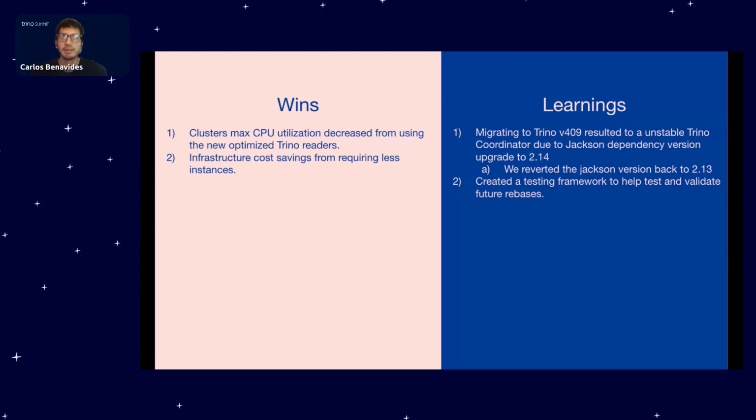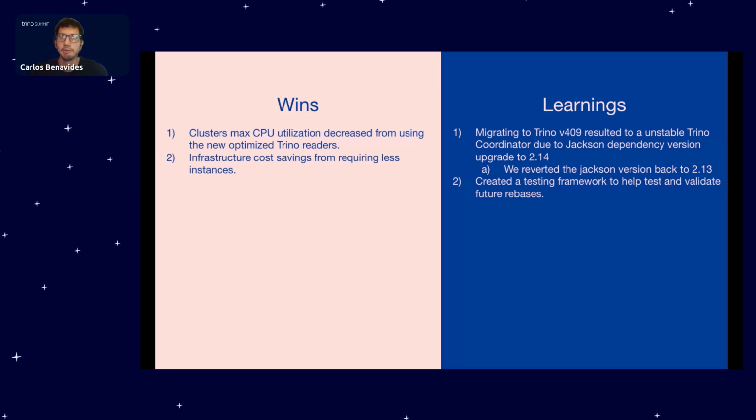The learnings we had from this rebase were that migrating to Trino version 409 resulted in an unstable coordinator. This was a transitive dependency from Jackson, where the upstream upgraded the Jackson dependency to 2.14. As a result, we had to revert the Jackson version back to 2.13, which then solved the regression we were seeing in our Trino coordinator.